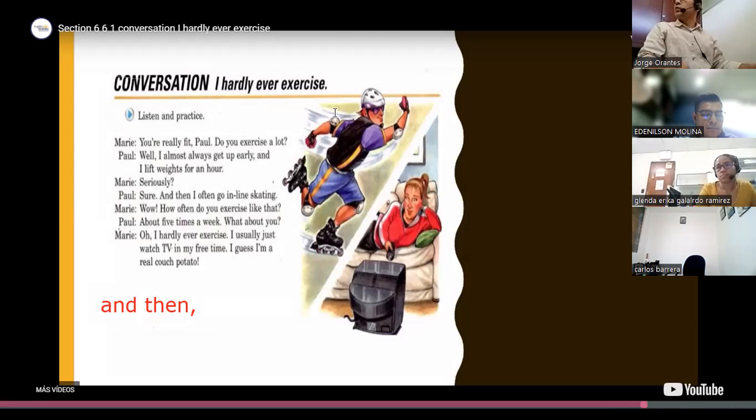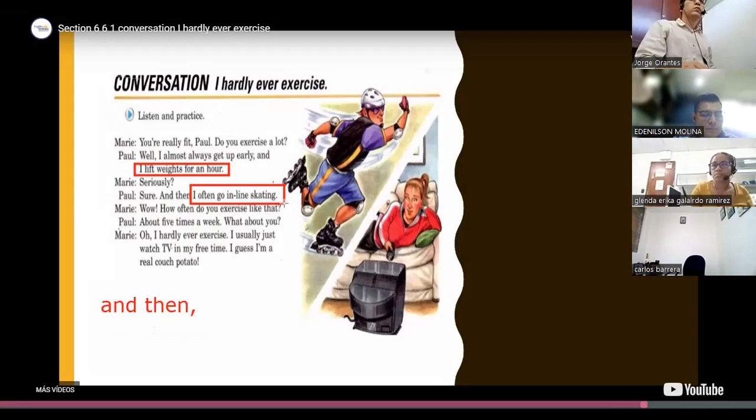¿Cuál es el primer ejercicio que hace Paul? Yes. ¿Ven? I lift. Aquí está. I lift weights for an hour. Levanto pesas por una hora. Y luego dice, and then, luego, ¿qué hace después? I often go inline skating. ¿Ok? Eso significa, y luego, voy a patinar. Es como una secuencia. Es como luego, después de esto, hago esto. Y luego de esto. Y luego, después. Es como para una secuencia.